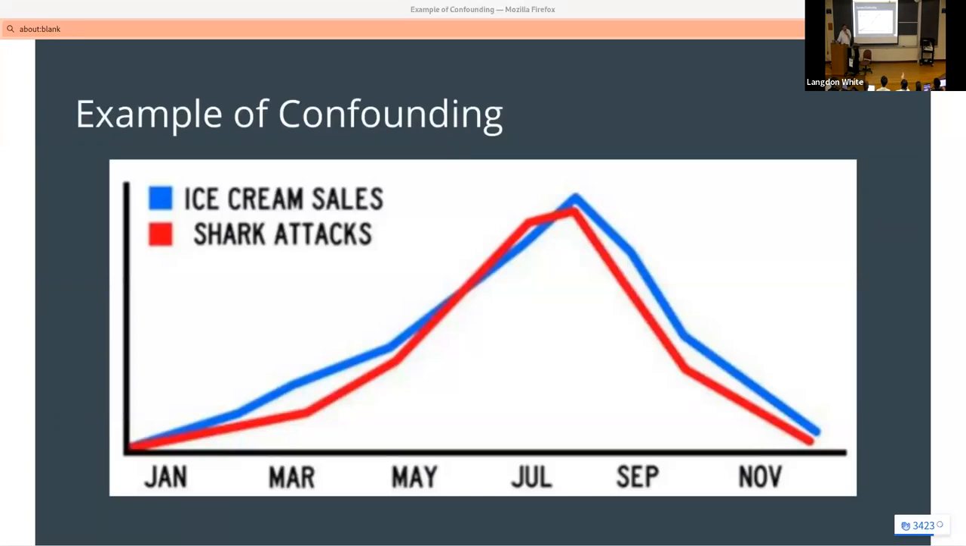All right. I'm almost done, so we're almost out of time. So, an example of confounding. Clearly, when ice cream sales are up, so are shark attacks, right? What might be a confounding factor on that?